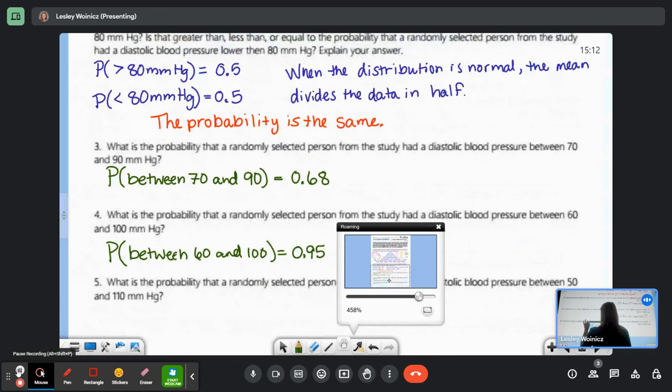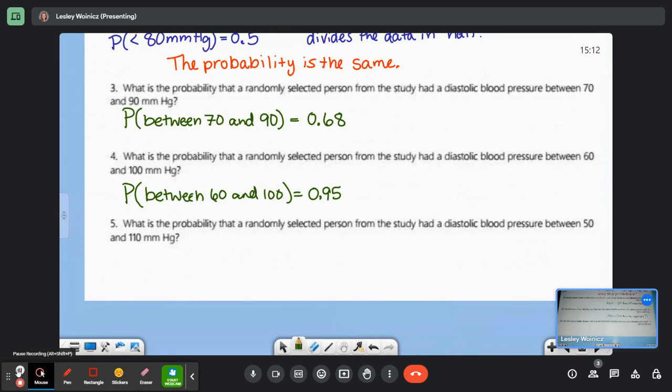Okay, almost done with this page. We're coming down the home stretch. What is the probability that a randomly selected person from the study had a diastolic blood pressure between 50 and 110?